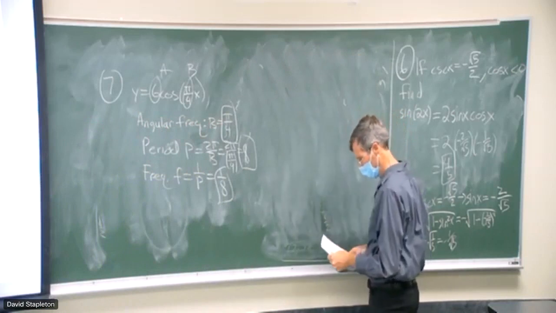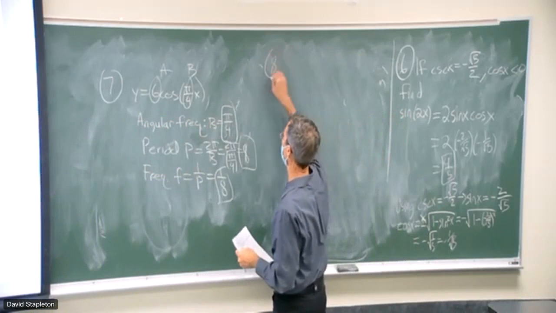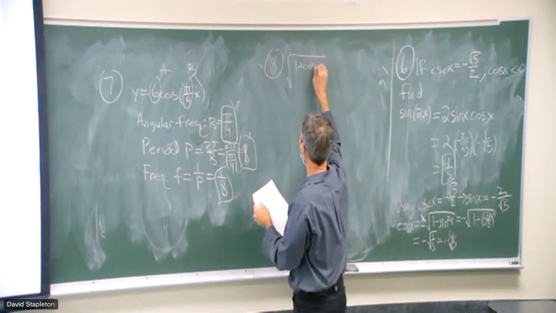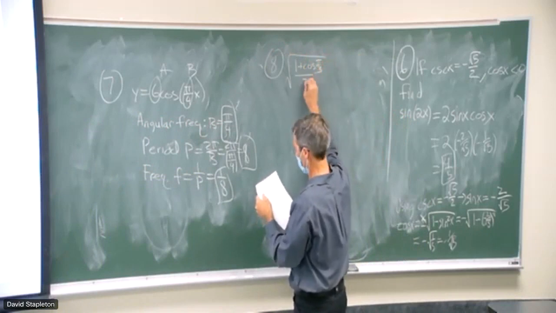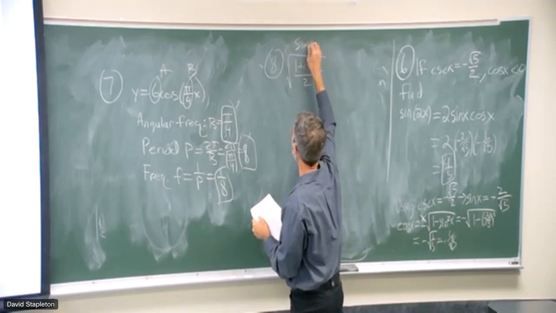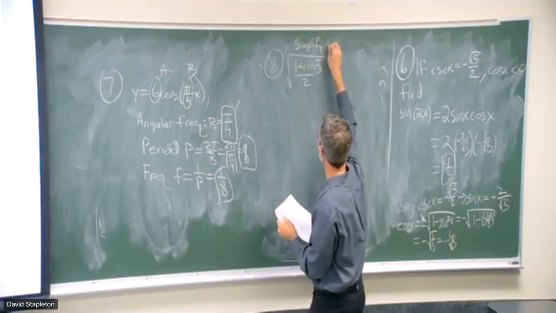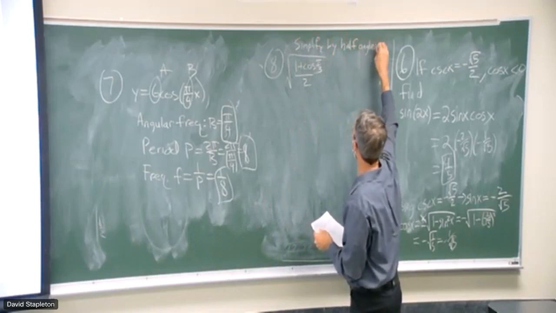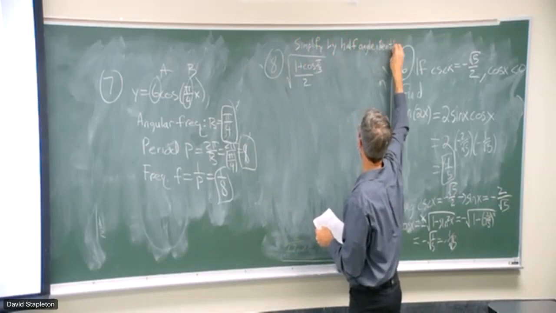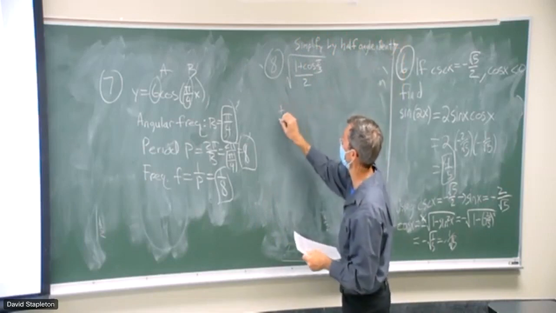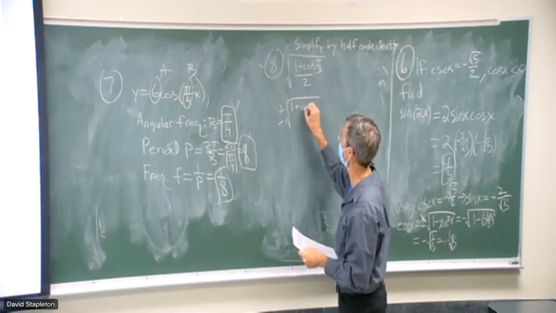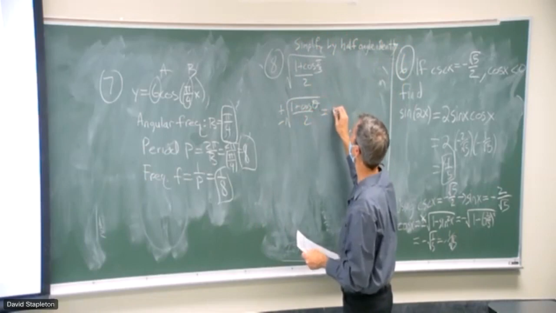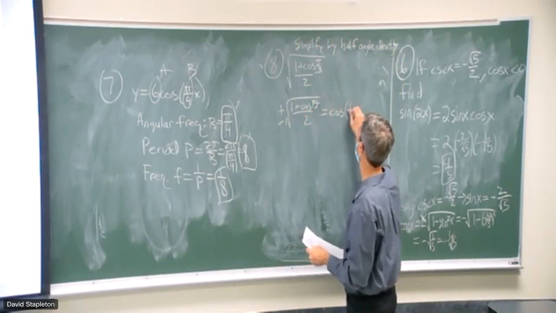All right. Number 8 was also kind of a short one if you recognize it. The trick was to recognize square root of (1 plus cosine pi over 3) over 2 simplified by a half angle identity. So you have to know the half angle identity, this one. Well, it looks like a half angle identity, right? The half angle identity says plus or minus the square root of (1 plus cosine theta) over 2 is equal to cosine of a half theta.